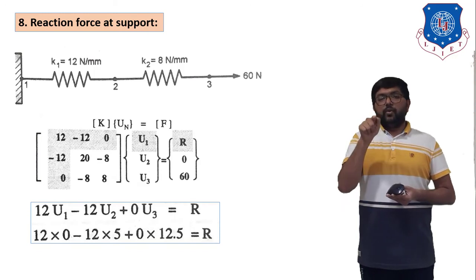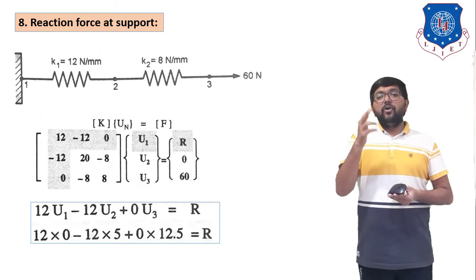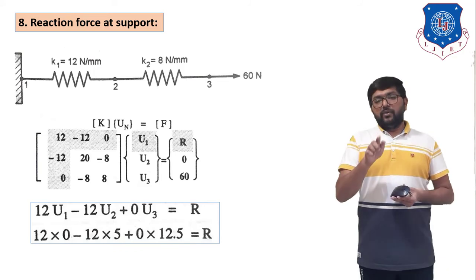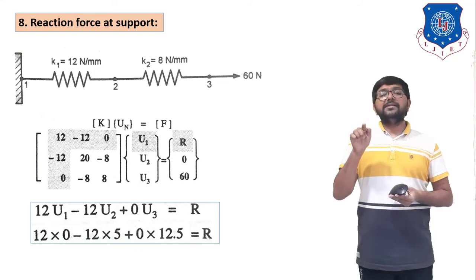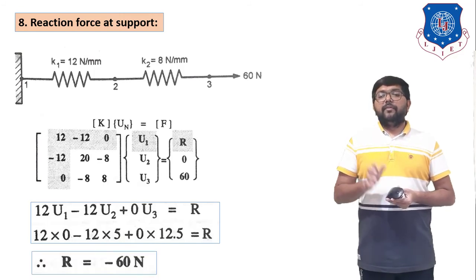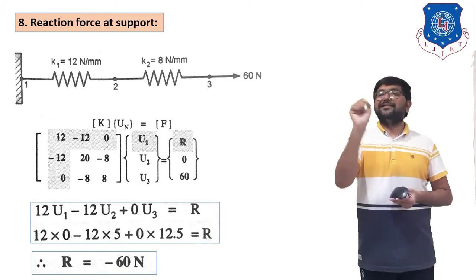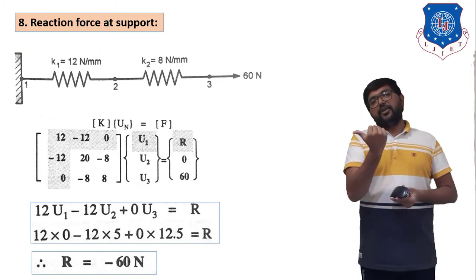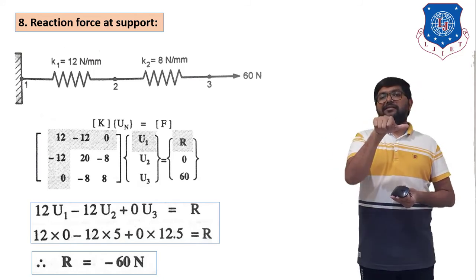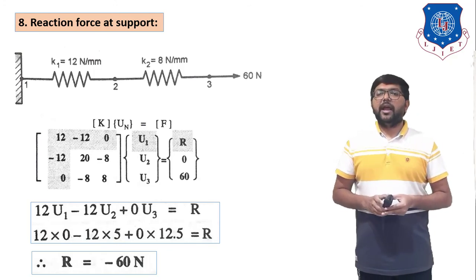So 12 u1 minus 12 u2 plus 0 u3 is equal to R. Now put the values of u1, u2, u3 over here and you will find the value of R. So 12 into 0 minus 12 into 5 plus 0 into 12.5 is equal to R. If you find the value of R, it is minus 60 Newton. That means Newton's third law is satisfied, because we applied a 60 Newton force in the positive direction, and at that time the reaction force is also applied in the negative direction, 60 Newton. So this is the reaction force, minus 60 Newton at node 1.